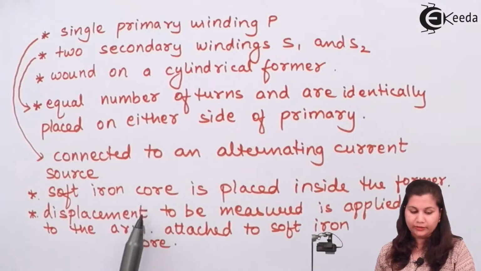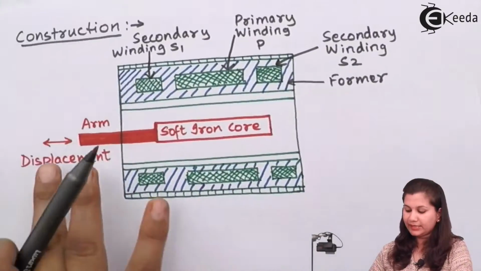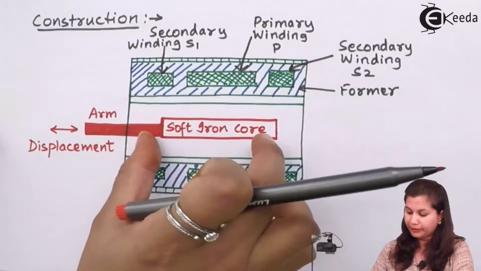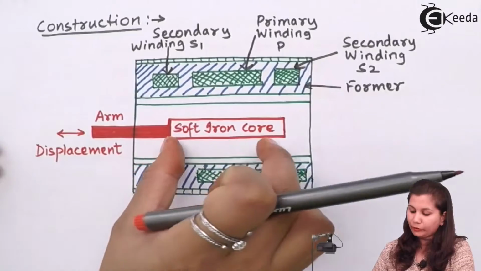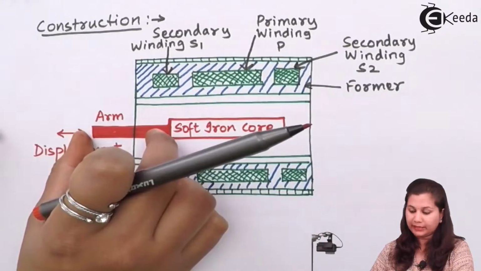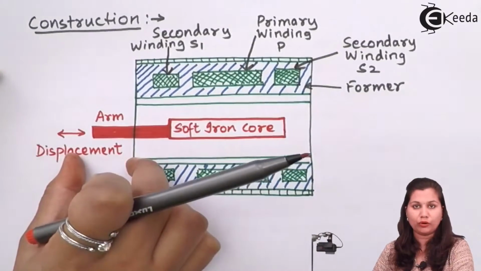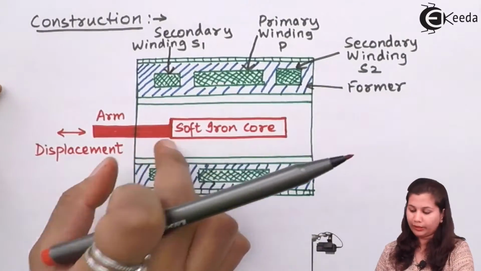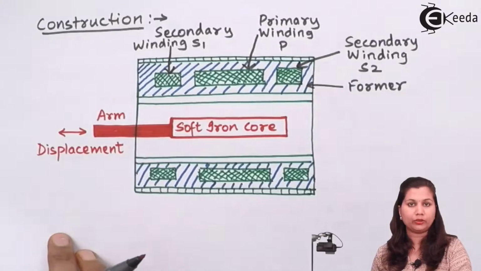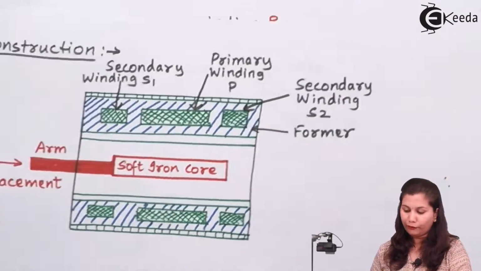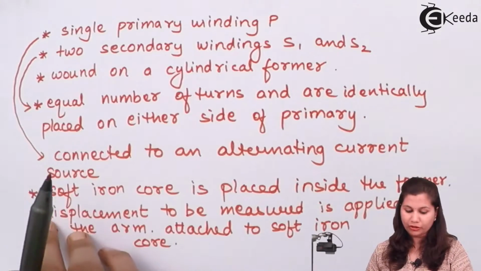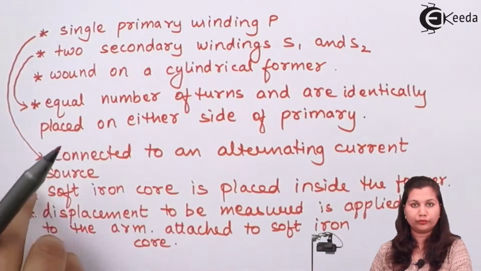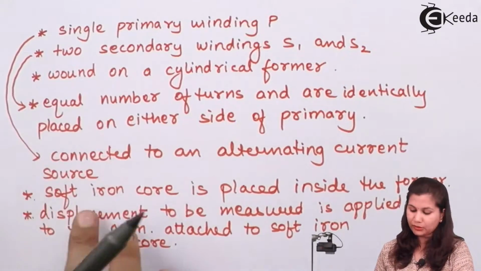This soft iron core, you can see, is placed inside the former, in the middle of the former, and an arm is attached to the soft iron core. The displacement which we want to measure is given to this arm, and through this arm the soft iron core is moved inside the former. Now let us talk about the material of which this soft iron core is made.